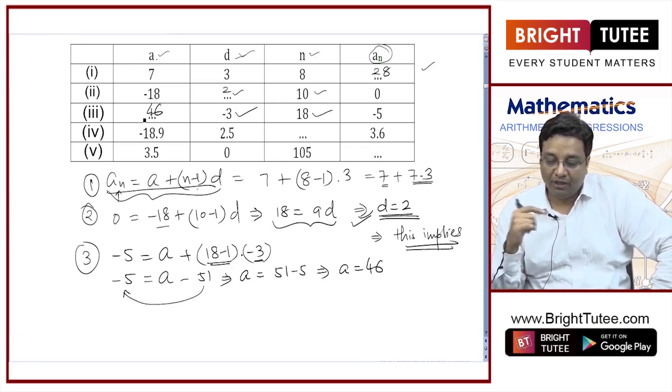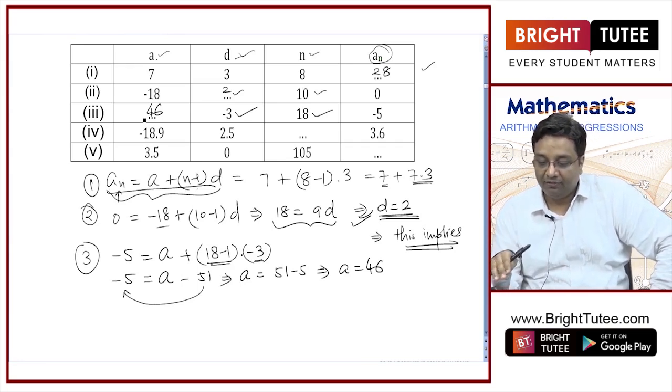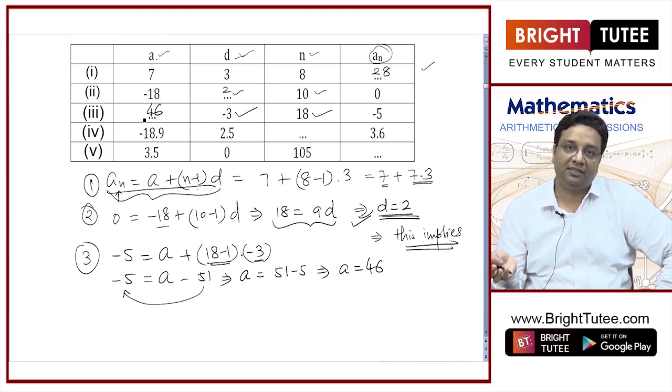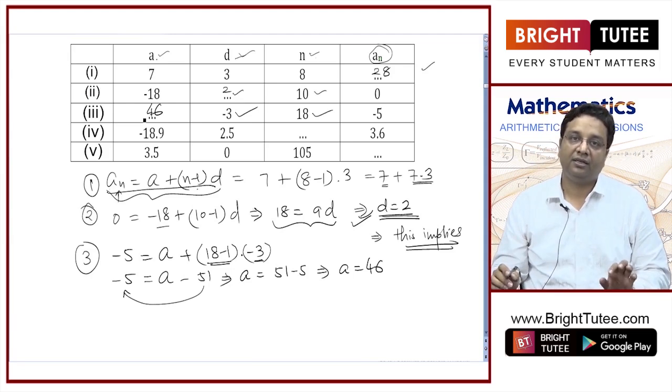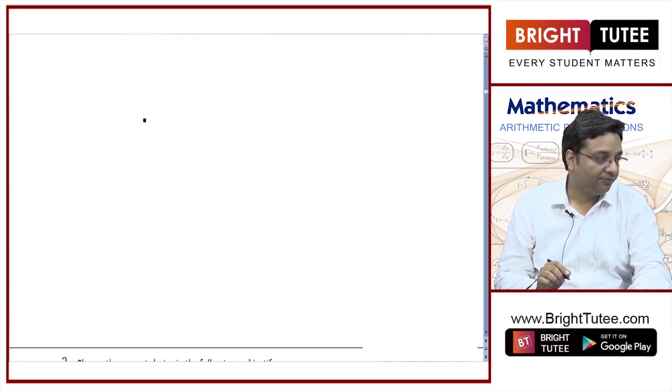In the next part you have to calculate N, and in the fifth part you again have to calculate AN. These two parts I leave to you as an exercise. These are pretty simple questions, you will be able to do them yourself. So let's discuss the next question now.